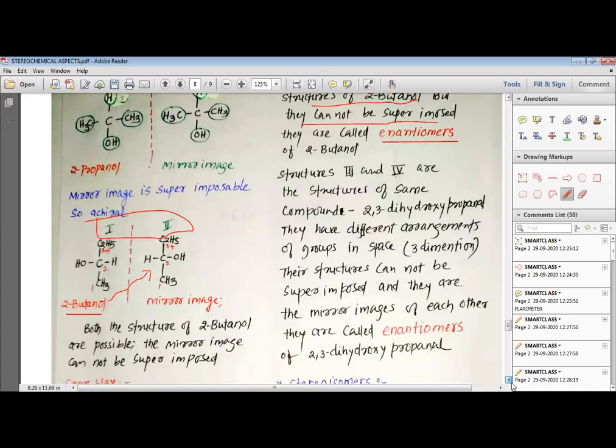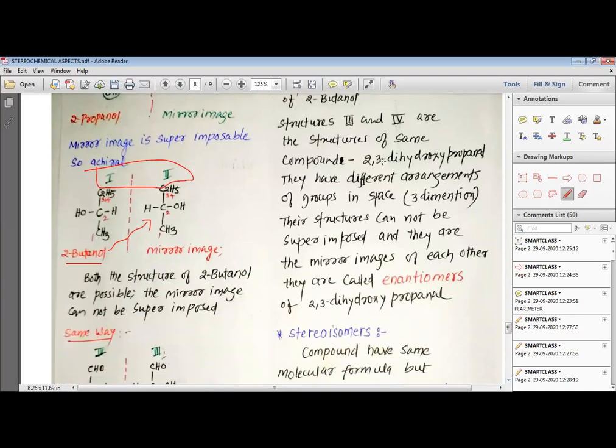Now look at structures 3 and 4, which are structures of the same compound, 2,3-dihydroxypropanol. They have different arrangements. Their arrangements in space are different. They have different arrangements of groups in space. Space means 3 dimensions. Their structures cannot be superimposed, and they are mirror images of each other, and that is why they are also called enantiomers.